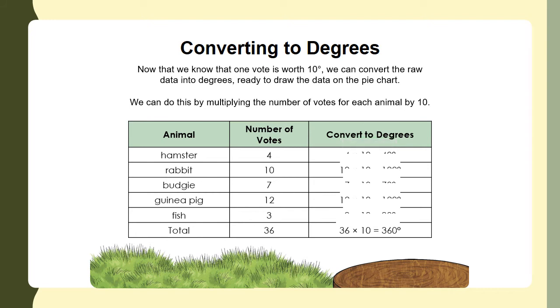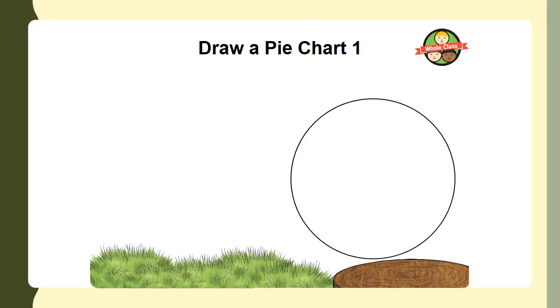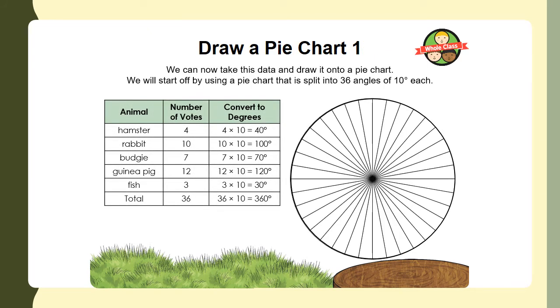So 4 times 10 is the same as 40 degrees. Rabbit will be represented with 100 degrees. The budgie will be represented with 70 degrees. The guinea pig with 120 degrees. The fish with 30 degrees. And the total, when we add those all up, should be 360 degrees. We can now take this data and draw it onto a pie chart.